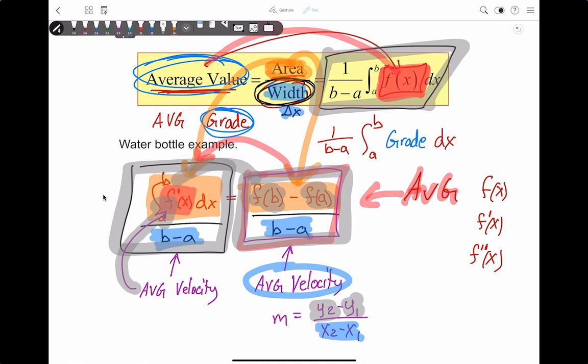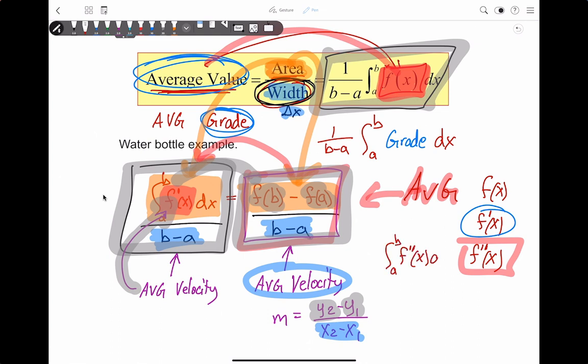So that's what we did just now, this average velocity. But if I wanted to ask you, what is the average acceleration? You're going to do that one of two ways. You would do the integral from a to b of the acceleration function.